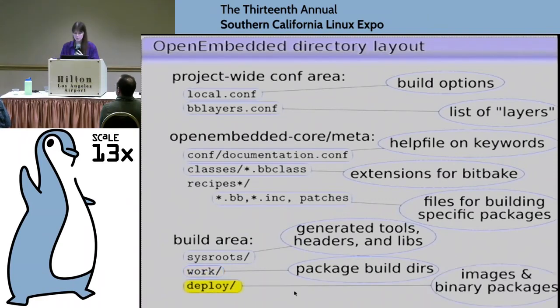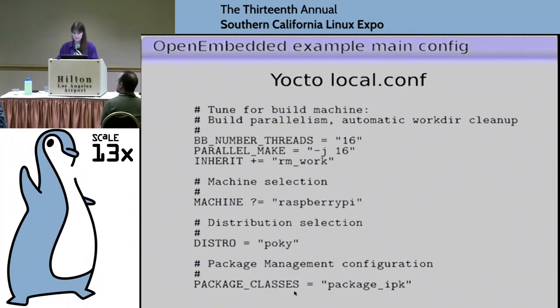And then we have the deploy area, which is basically the equivalent to the images subdirectory over on the Buildroot side, except it has more. In addition to the full images that you would just plop onto your embedded target, it also has binary packages that can be installed individually. This leads us, well, not quite yet. I'll talk about it a little later with the workflow.